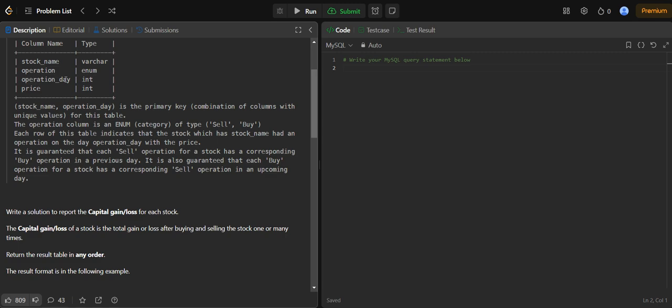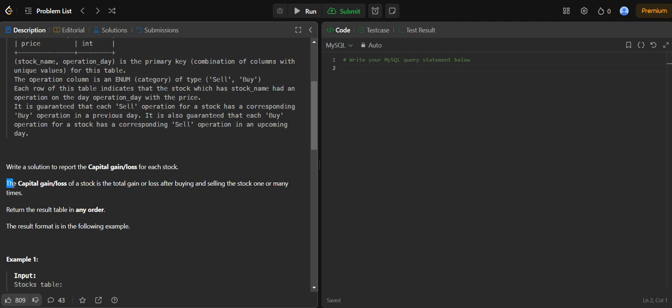Suppose one stock is bought at day one, then at day two it was sold. Again, day three it was bought. Again, day four it was sold. So after a particular time frame, this stock has been bought and sold multiple times. So I have to calculate the total profit or loss. That is capital gain or loss.